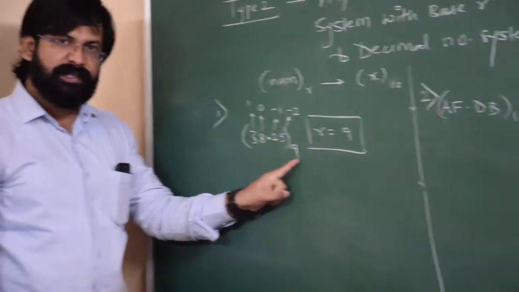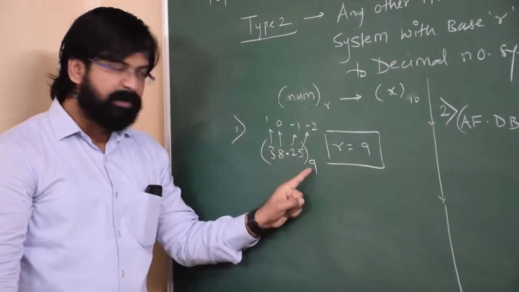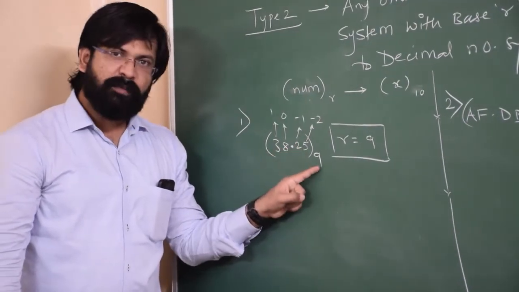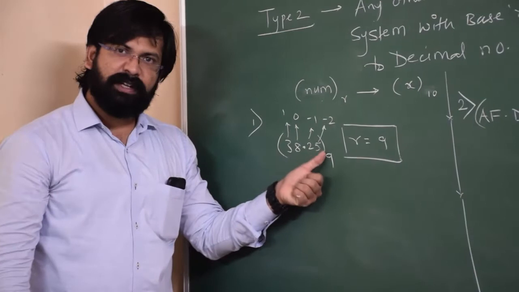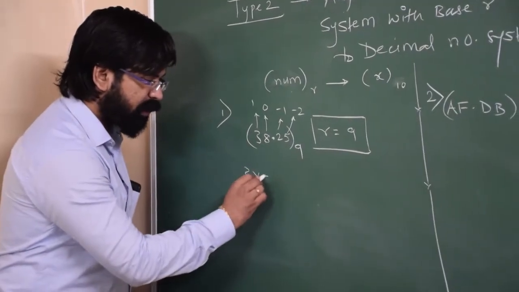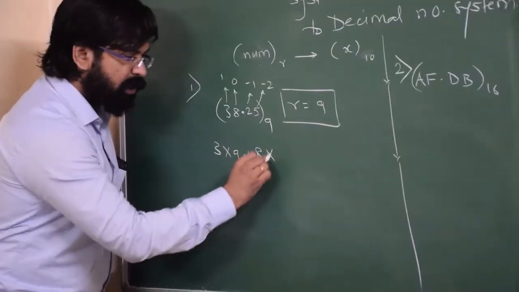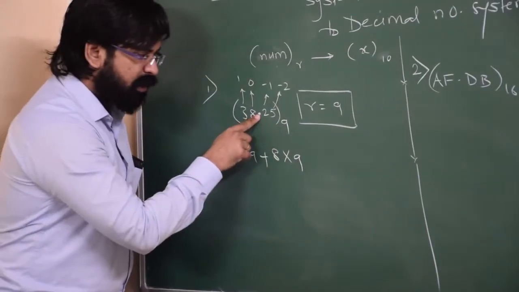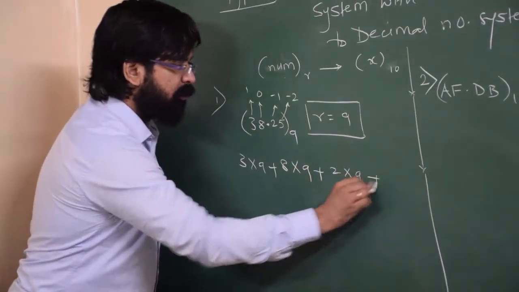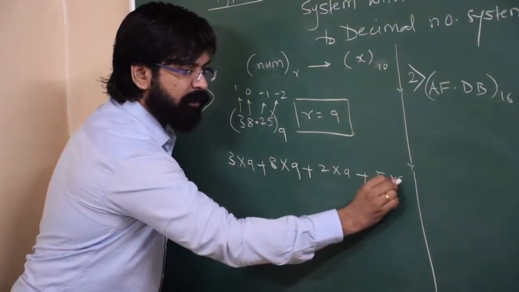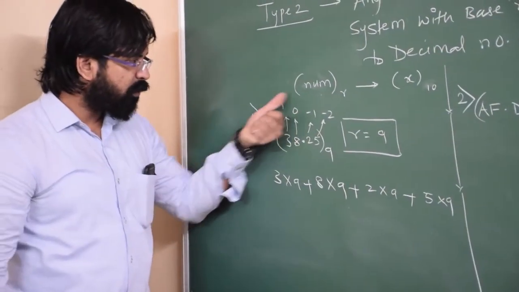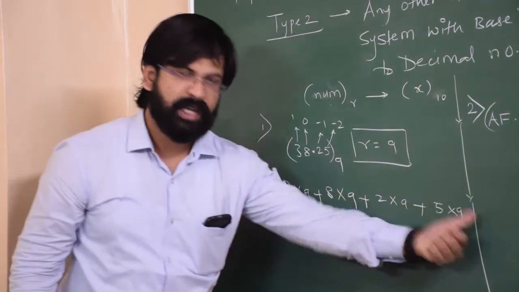What is the required base? Required base is 10. What is the given base? 9. What you need to do is keep on multiplying every digit given over here with the given base. So as you can see, I'll write 3 into 9 plus 8 into 9. Where is the decimal point? Ignore. Write plus directly. 2 into 9 plus 5 into 9. Now do you see you have given some weights over here? You have to replace those weights as a power of those 9s.